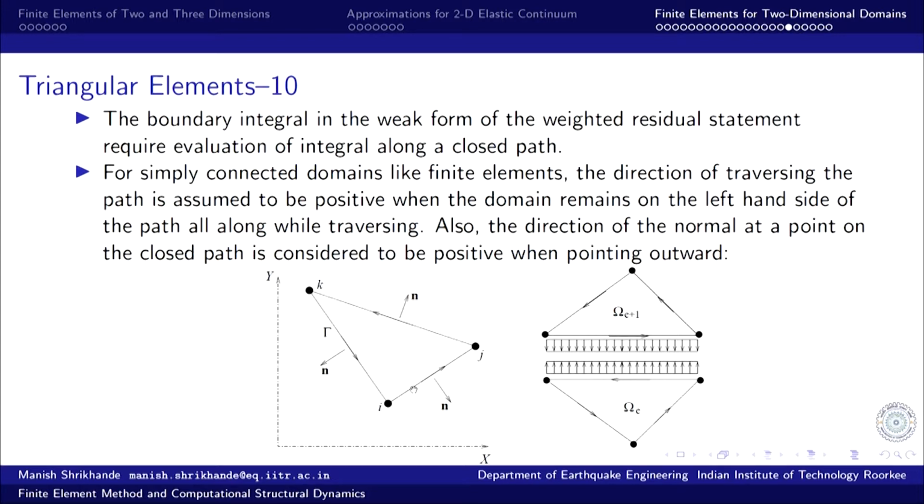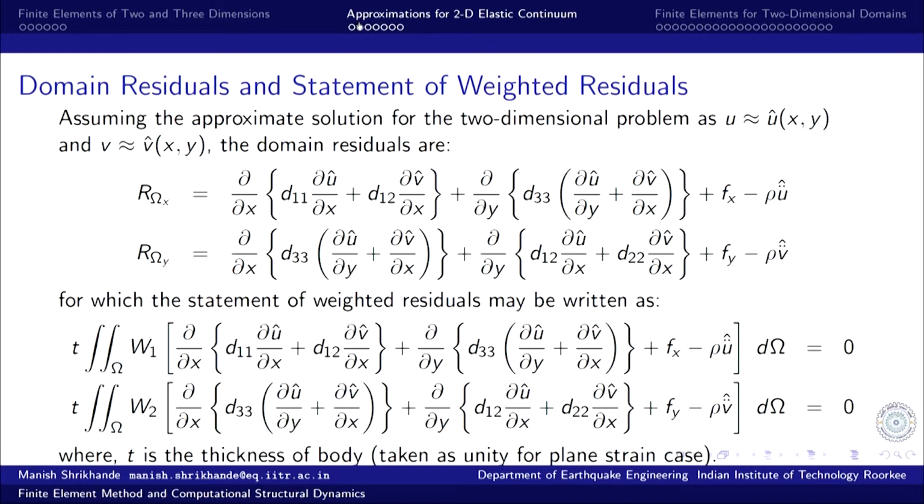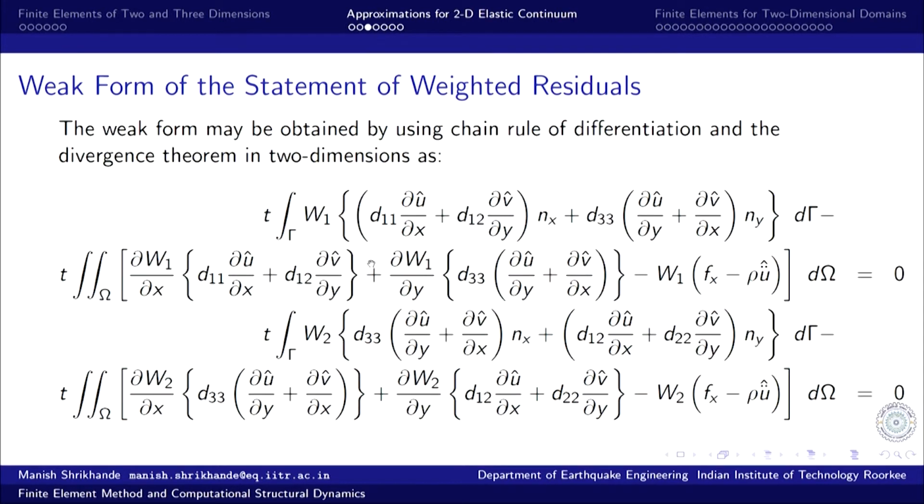So, how do we evaluate these coefficients, these boundary integrals? The boundary integrals that you look at are like this. So, this is the boundary integral. Gamma is the boundary of the element that we have, right. So, how do we evaluate these boundary integrals?